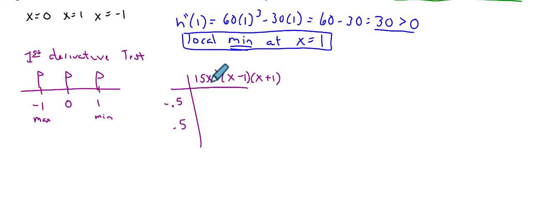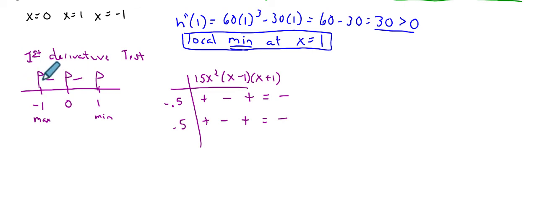So if I plug in a -1/2 here, squaring that times 15, that's going to give me a positive. -1/2 minus 1 is going to be a negative. -1/2 plus 1 is going to give me a positive. So I got a positive times a negative times a positive, which equals a negative. So this is going to be negative. And then if I plug in 1/2, that gives me a positive. 1/2 minus 1 is negative. And then 1/2 plus 1 is positive. And so I end up with a negative.